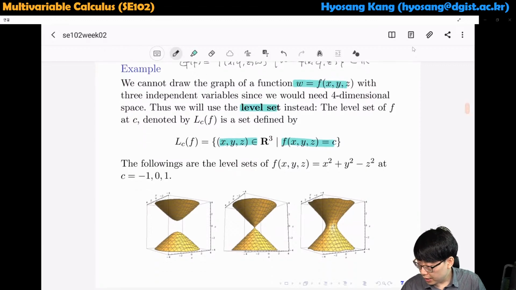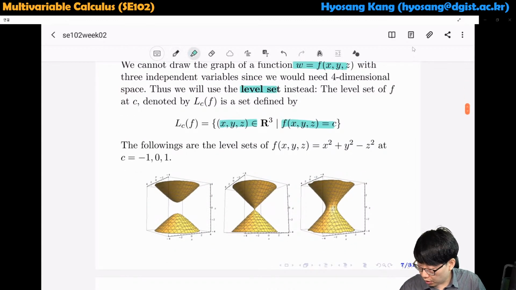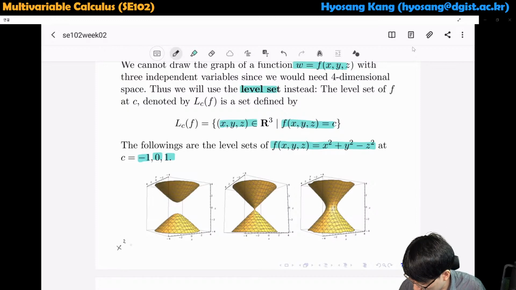So for example, if you want to draw a level set of this three-variable function, these are examples of pictures when c equals -1, 0, and 1. Let's say c equals -1. That means I want to draw the set of points satisfying x plus y square minus z square equals -1. Right? So if I rewrite this, it's x plus y square equals z square minus 1.